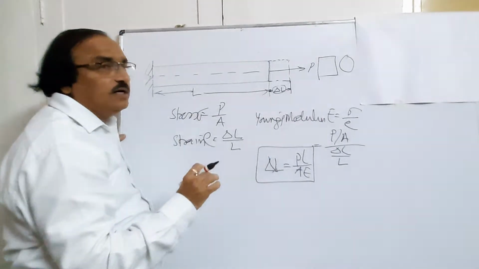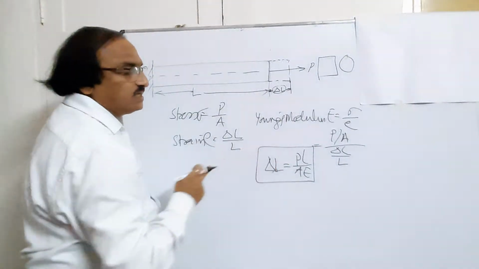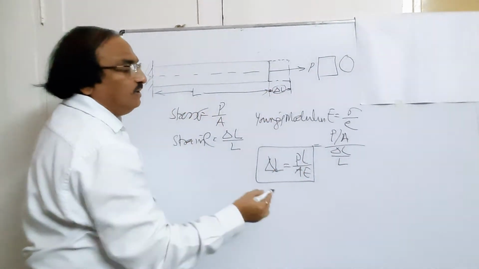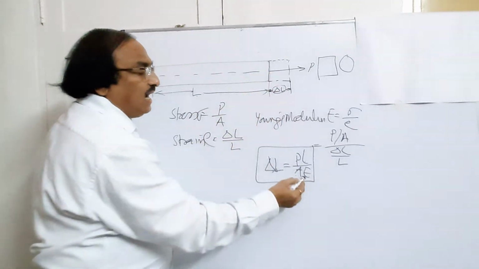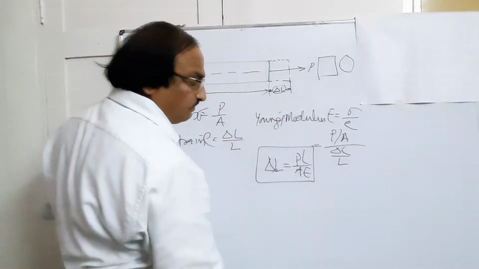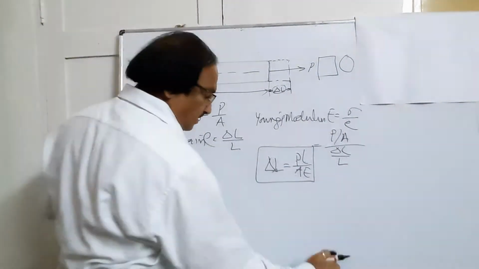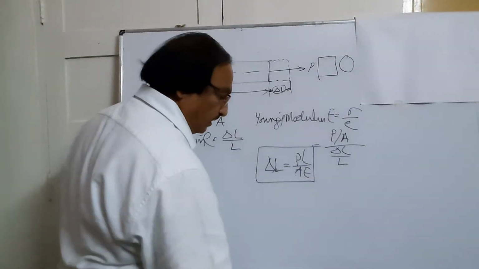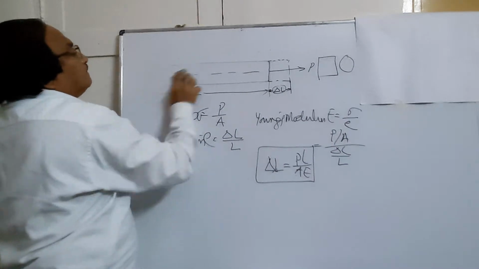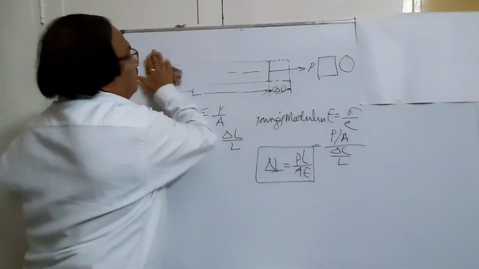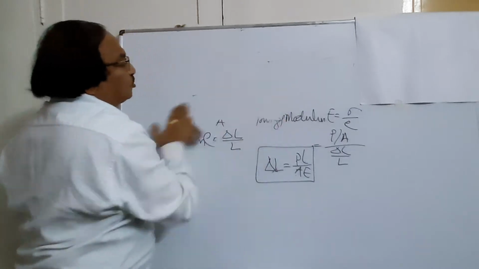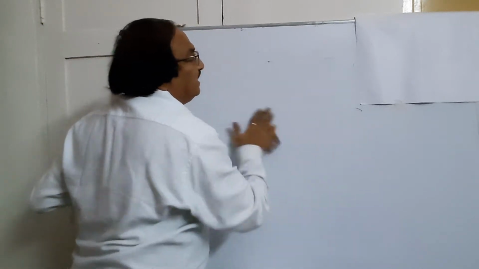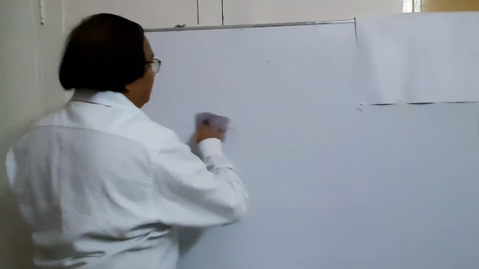Deformation of a bar due to an axial load of P is given by PL by AE, where P is the load acting, L is the original length of the member, A is the cross section area of the member, and E is the Young's modulus. So remember this formula, and we will be solving problems on such a case. Change in length is given by PL by AE.